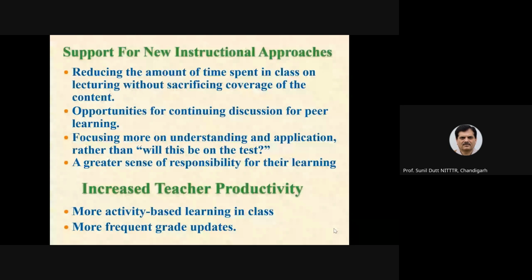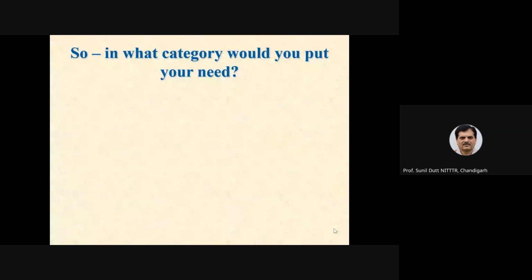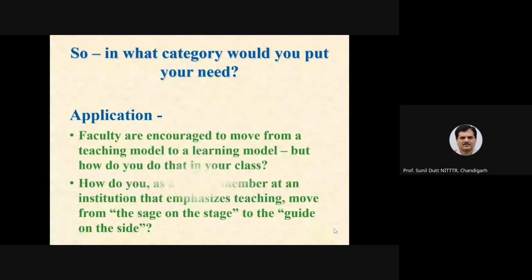I would like to do more activity based learning in class. But you see, I have a lot of material I need to cover. And I would like students to have more frequent grade updates, not possible in a classroom. So, in what category would you put your need? Definitely, you will say that the teacher is encouraged to move from a teaching model to a learning model.